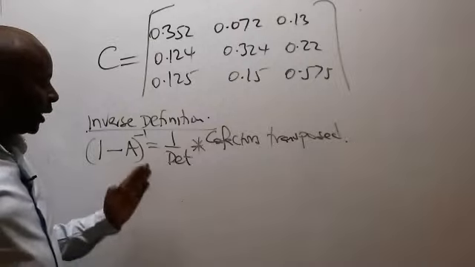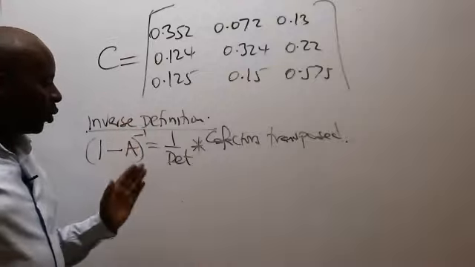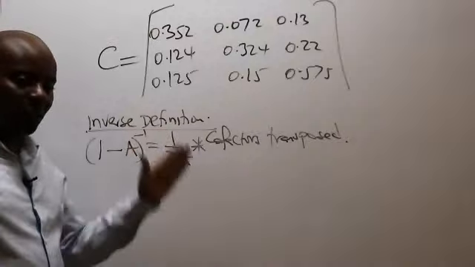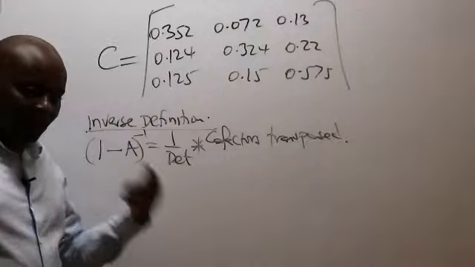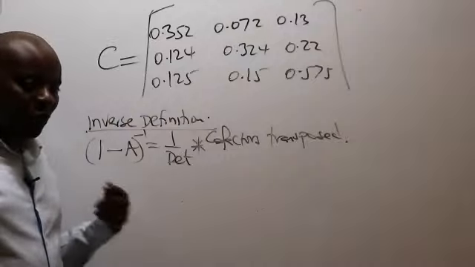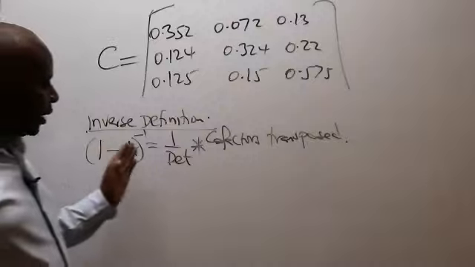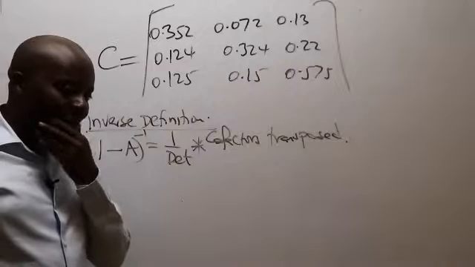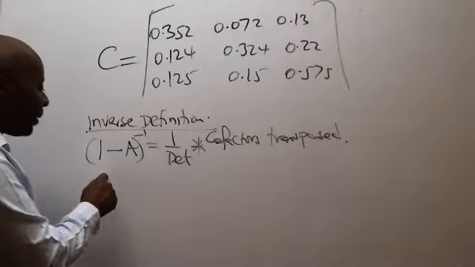So (I minus A) inverse equals 1 over the determinant times the cofactors, done something special, times cofactors transposed. So (I minus A) inverse will be equal to 1 over the determinant times the cofactors done what here? Transposed.